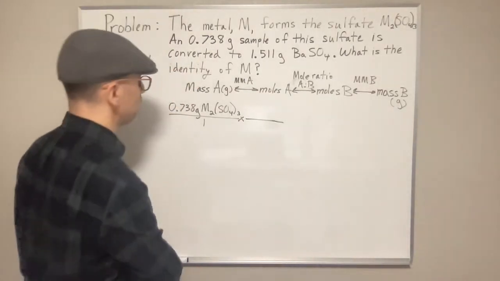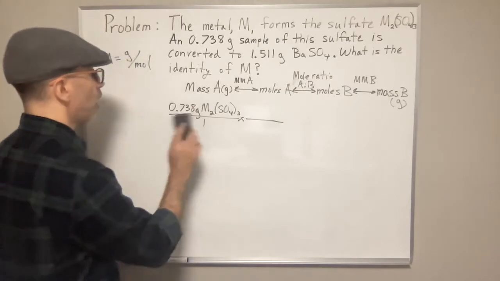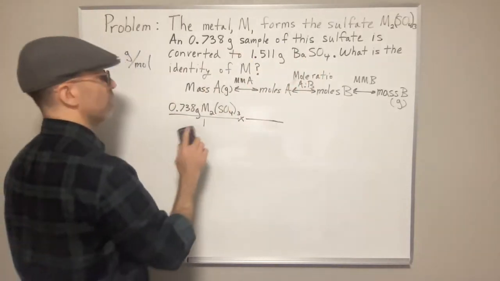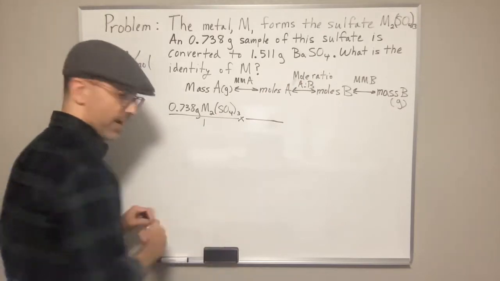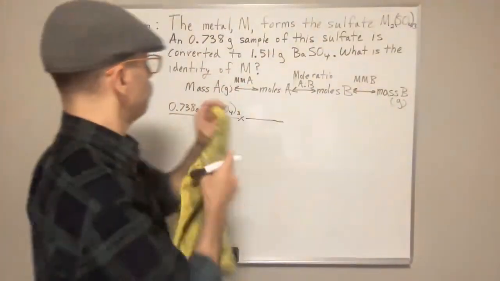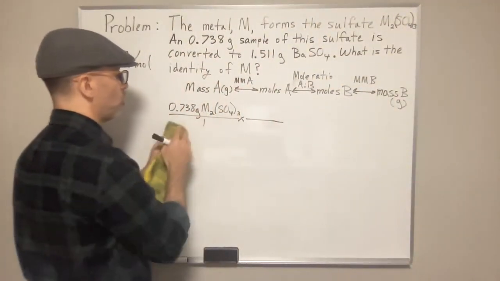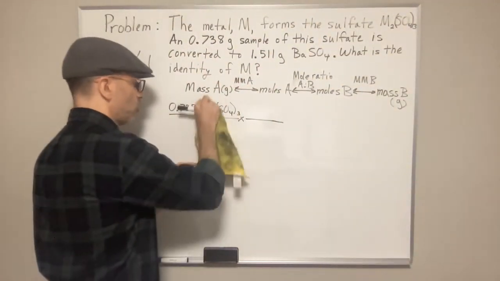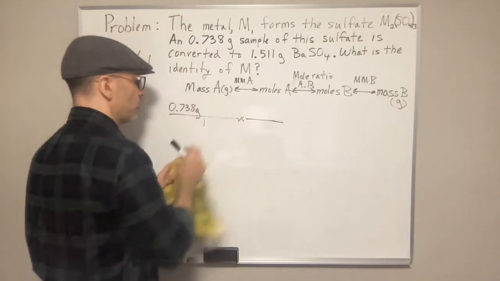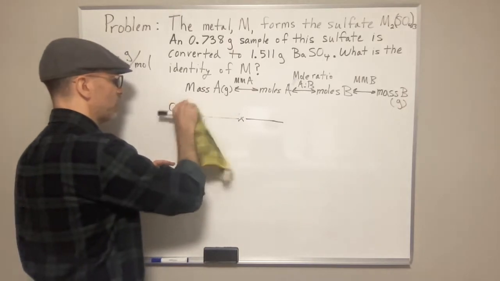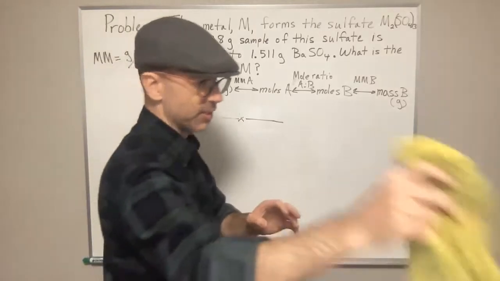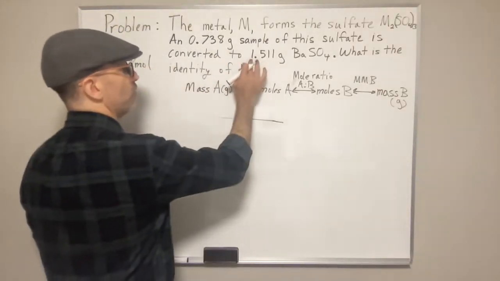Actually, oh, I made a mistake. So we want to start with this. My bad, my mistake. We don't want to start with this because we don't know what M is, so that's not going to help us. We want to start with what they gave us that we know for a fact. So my bad. So we're going to start with this amount.